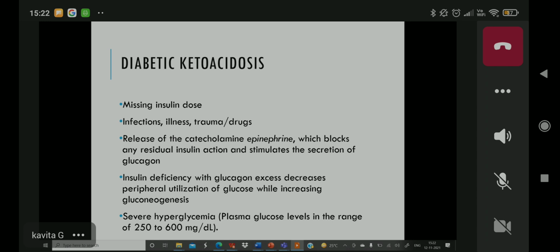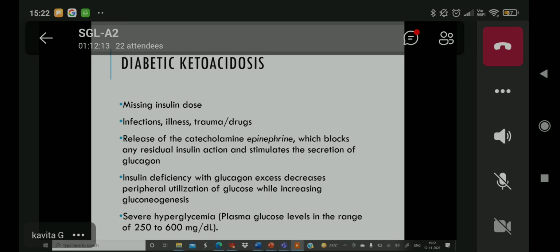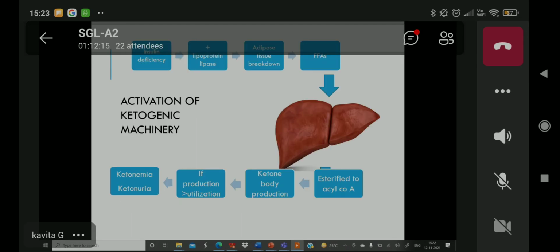Now, what else is happening? Because of glucagon excess, the peripheral utilization of glucose has decreased while gluconeogenesis is still stimulated. The result is a severe hyperglycemia. So the classic clinical setting would be a 40-year-old patient coming to you, viral infection, missed dose, and severe hyperglycemia. So you have a 400 to 500 level of plasma glucose.